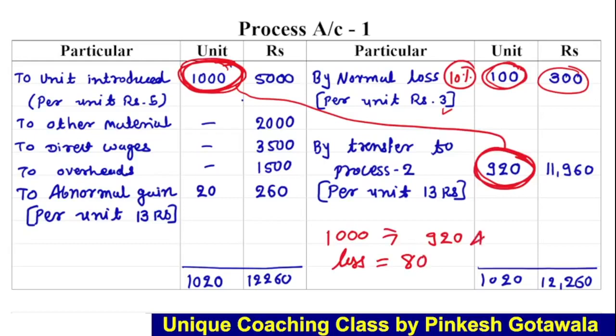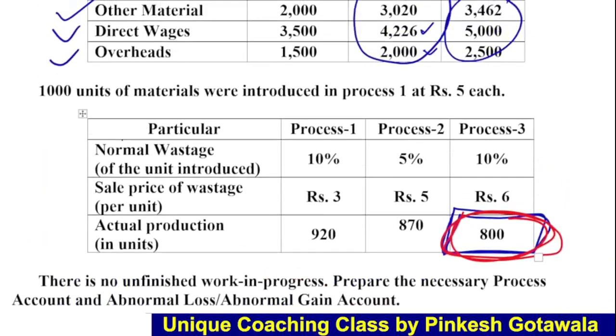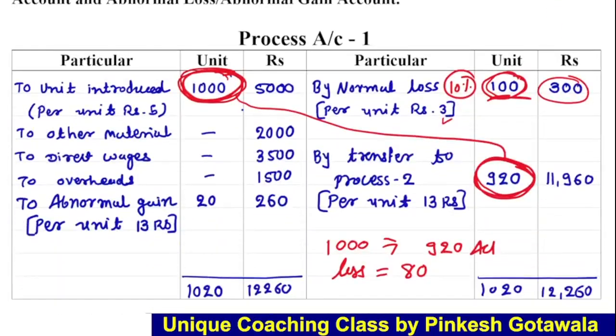Think practically, there is a loss of 80. So in the entry that was given, it was 100 units. I told in a previous video how these 10%, 5% amounts arrive. They decide this from past experience. Based on past experience, they know that normally 5%, 10% wastage will happen. So they prepare the account that way: 1000 units introduced, 10% loss, so a loss of 100 units is expected. And then they sold these 100 units at rupees 3, so they get a total of 300 sell amount.